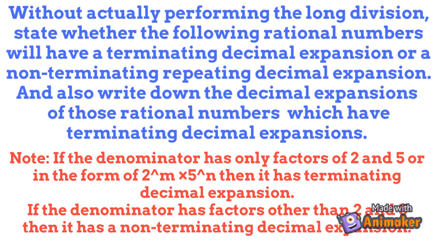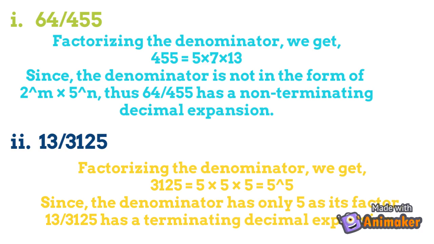So let's see some examples of it. Our first problem is given: 64 divided by 455. We need to check whether it is a terminating decimal number or a non-terminating decimal number. So how will we know whether it is a terminating decimal number or a non-terminating decimal number?